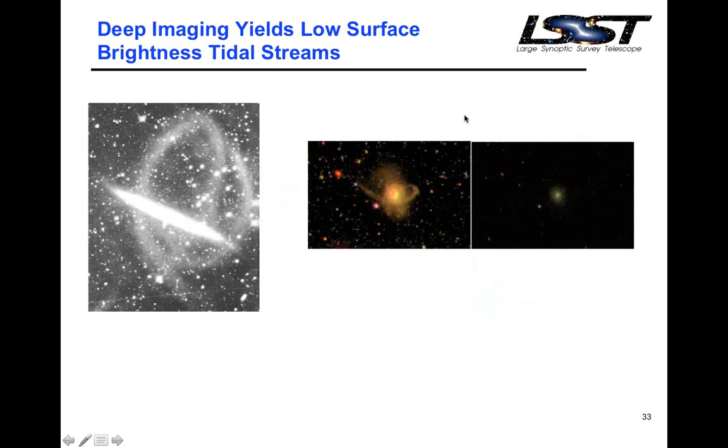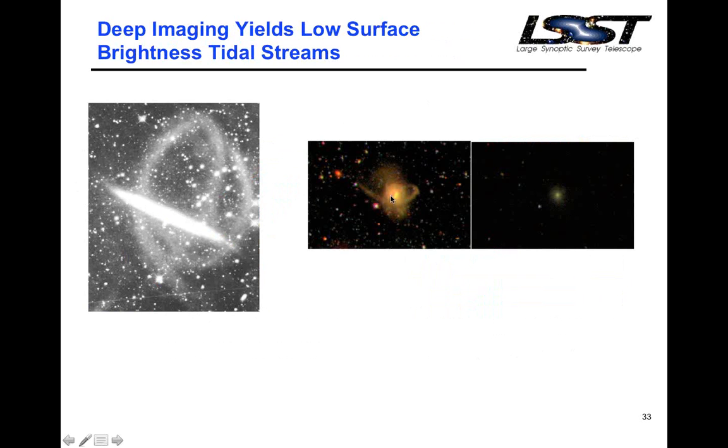And one thing to emphasize with LSST is it's not just the ability to detect faint galaxies. Given the large aperture, it's the ability to do low surface brightness imaging of lots of galaxies. And when you do low surface brightness imaging, you discover lots of new features. So this is a case in point where you see a sort of traditional looking spiral, but when you do faint imaging, you see these tidal streams which are tied to the history of the galaxy in the same way we saw earlier for LSST.